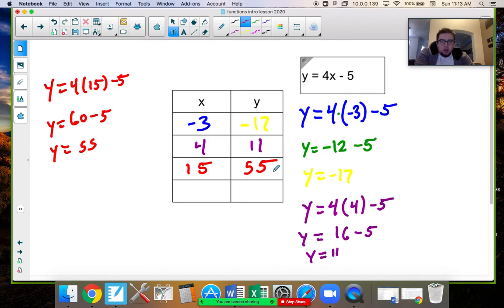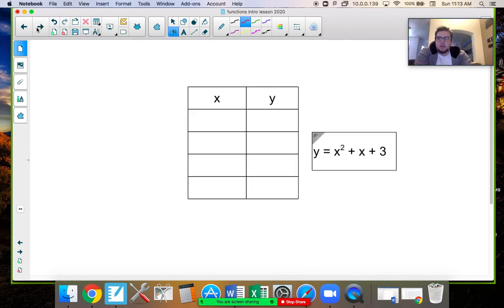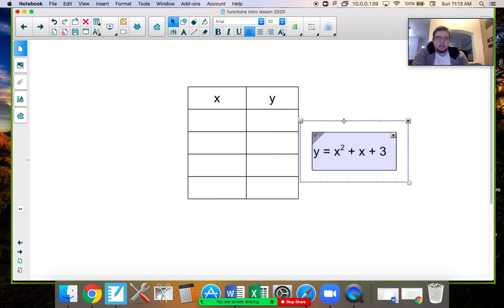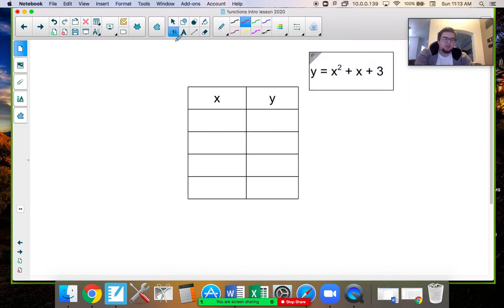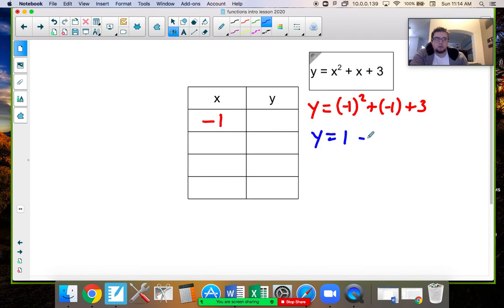The thing about our input tables is we've got to be careful with our actual rule here. The rule on this one is x squared plus x plus 3. When we plug a number in for x, we have to remember to plug it in for every value of x. So let's say we're going to plug in -1. This becomes y equals (-1) squared plus (-1) plus 3. Every value of x gets plugged in for whatever our input value is. This gives us y equals 1 minus 1 plus 3, so it gives us 3.